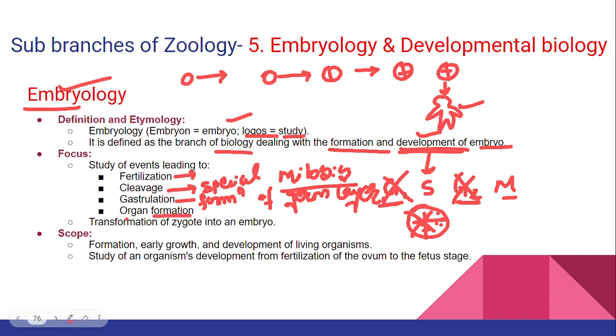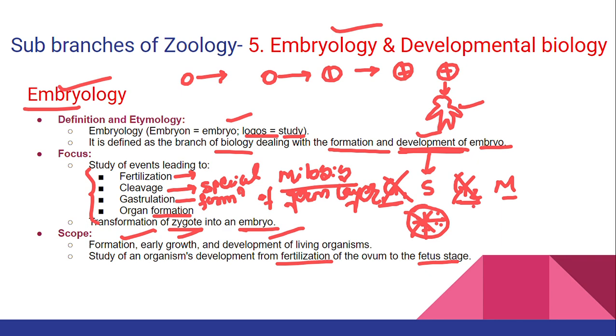Organ formation, you can understand there will be the formation of organs. So these all four things we are going to study when we talk about embryology, right? Now, what is embryology, class? Zygote is going to transform into embryo, right? Scope, what is the scope of it? Formation, early growth and development of the living organism, the study of organism development from fertilization to the fetus stage.